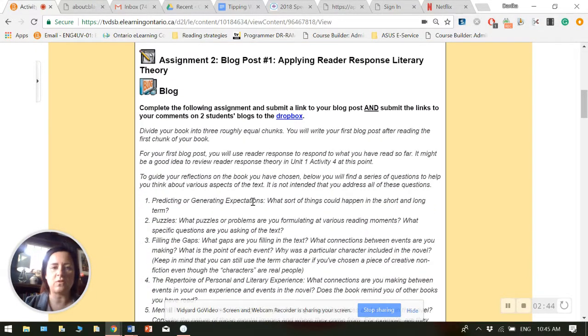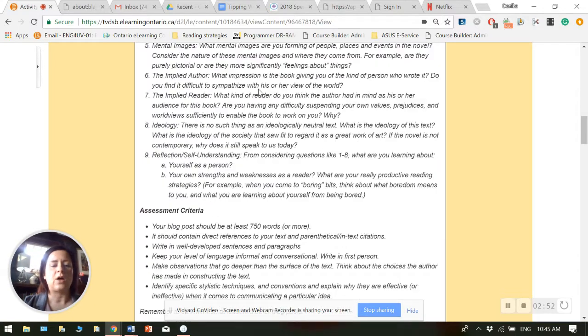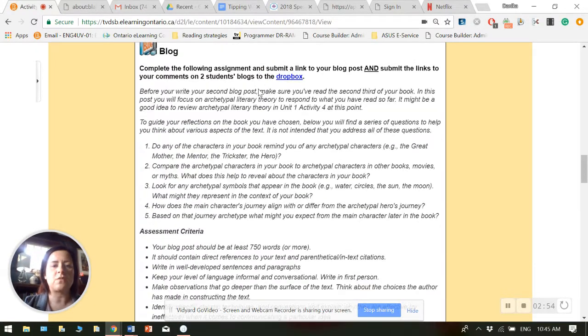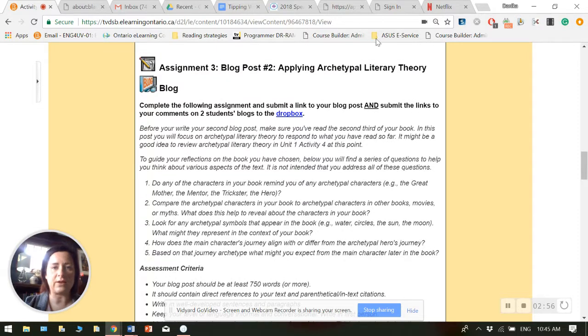So I'm just going to scroll down for a bit. Here's blog post number 1, which is the one that's due next week. It was originally due this week, but I gave you a bit more time. We'll talk about this in a second. Here's blog post number 2, and you can check the calendar to see when this one is due. It's not that far away, so just keep it in mind.